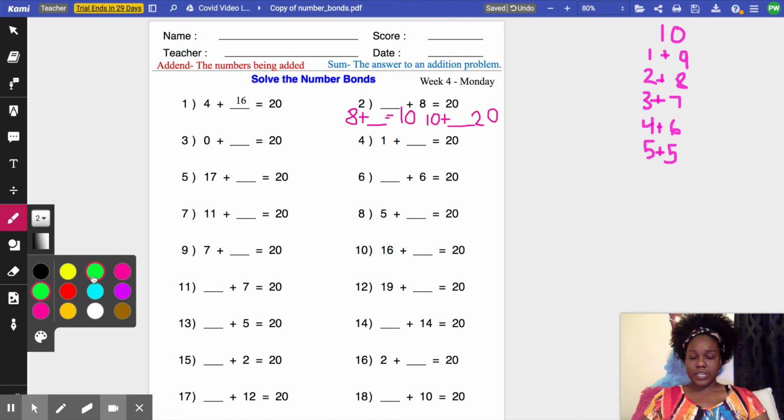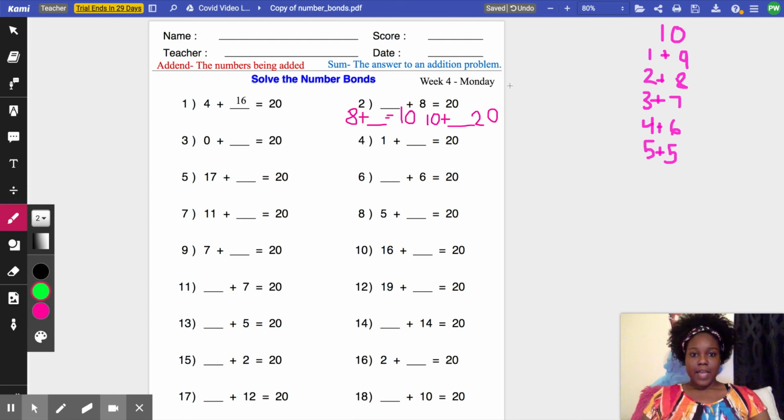Let's use green. So 8 plus something gives me 10. If I'm looking at this, 2 plus 8 is 10. I'm going to put 2 in this blank. On this one, 10 plus something gives me 20. I know 10 plus 10 is 20. That's a double. I know my doubles, and I know how to make 10.